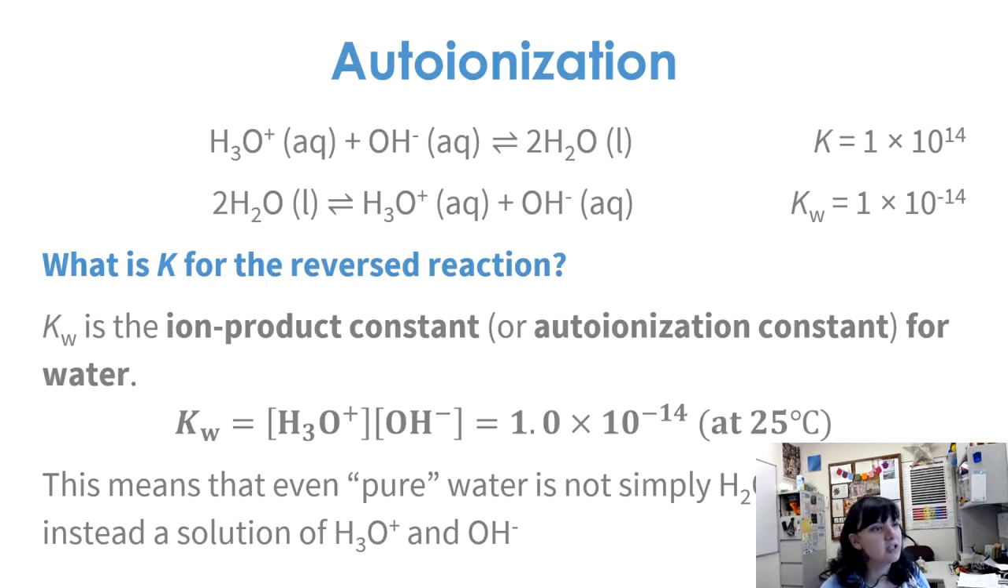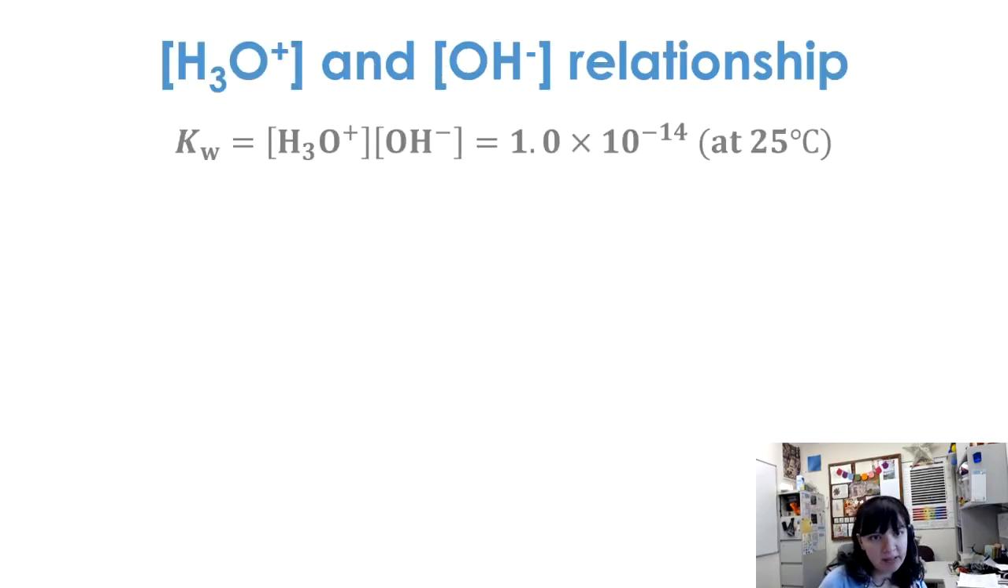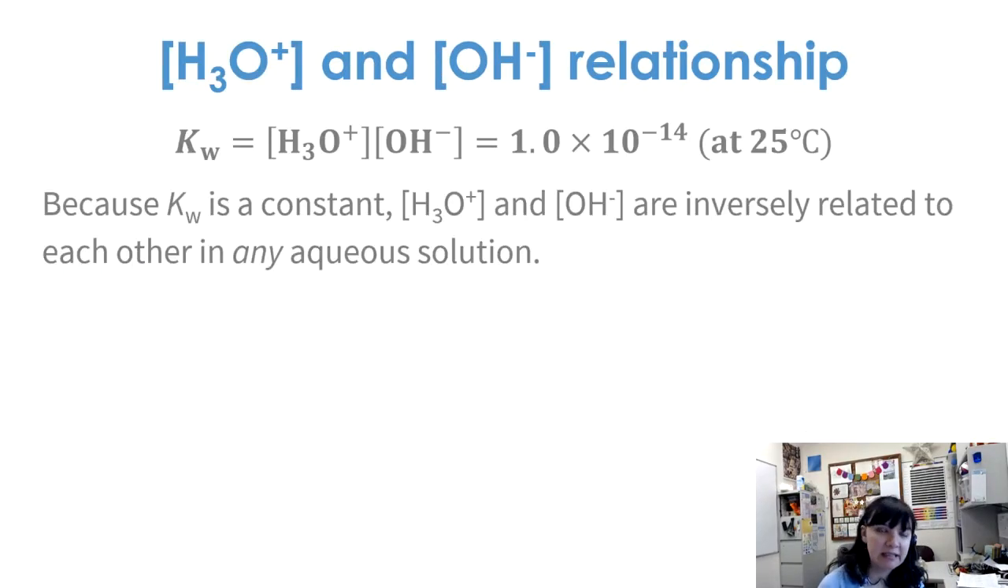Now, with this Kw constant, we can see that hydronium and hydroxide are inversely related in terms of concentration. Because the product of those two concentrations is equal to a constant, as the hydronium concentration increases, the hydroxide concentration must decrease. But always both are going to be present, not just in water, but in really any aqueous solution, right? When water is around, it will have these two ions as well.